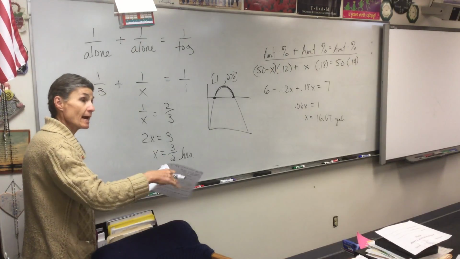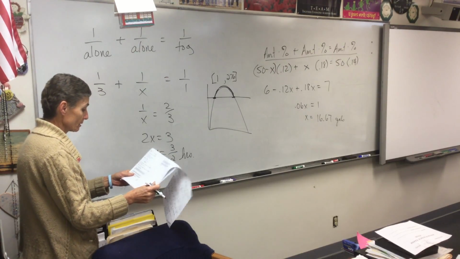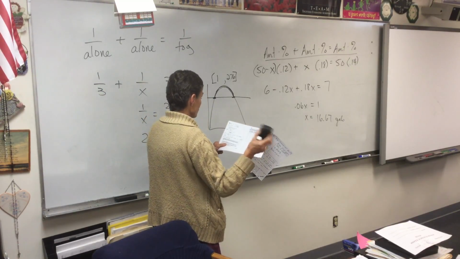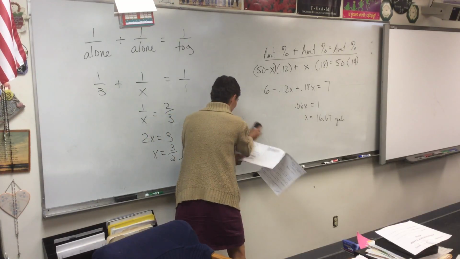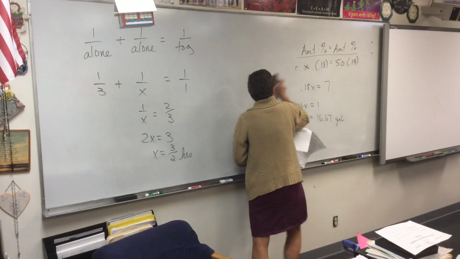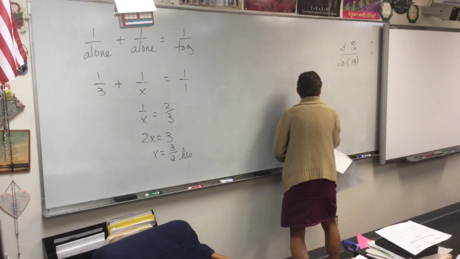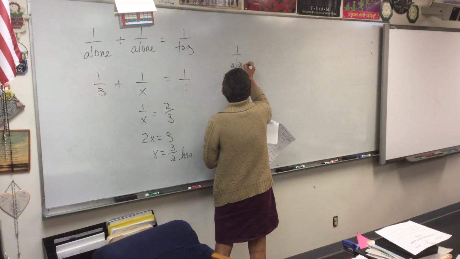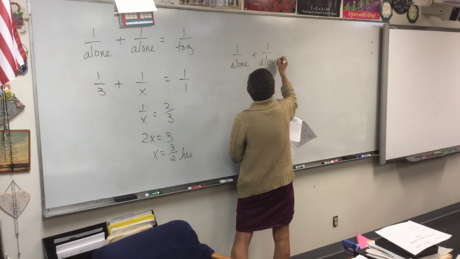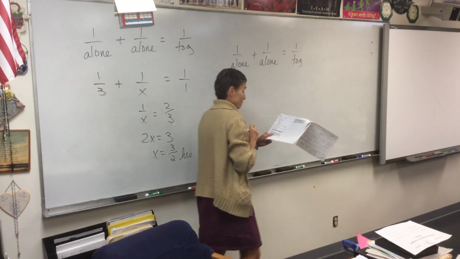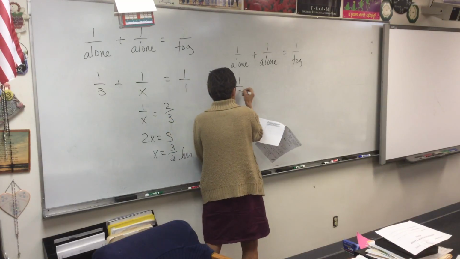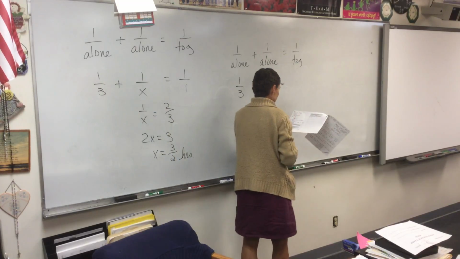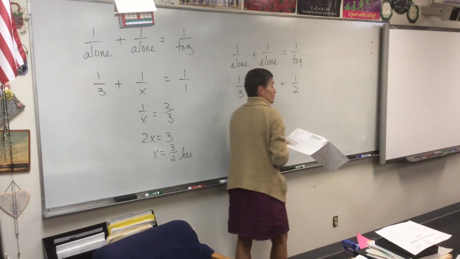Now, if you just go to the next page, we'll do one like it. You just go to the next page, which is page 7. We'll just do another one since that's the first one you've done. Look at problem number 8. Problem number 8 is an identical type of problem. Okay? So 1 over alone plus 1 over alone equals 1 over together every time. So John can do it in 3 hours. So 1 over 3.